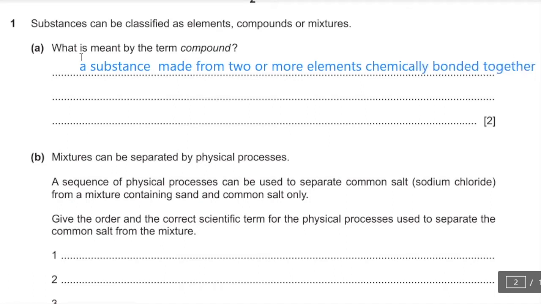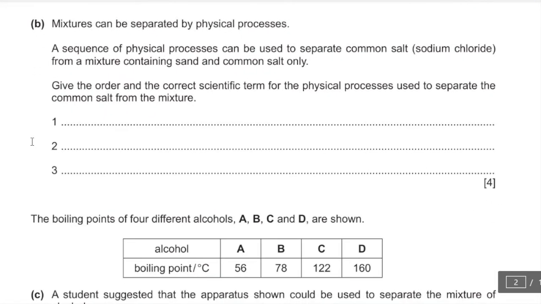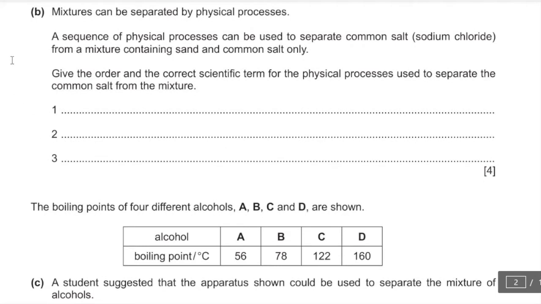B. Mixtures can be separated by physical processes. A sequence of physical processes can be used to separate common salt from a mixture containing sand and common salt only. Give the order and correct scientific term for the physical processes used to separate the common salt from the mixture.